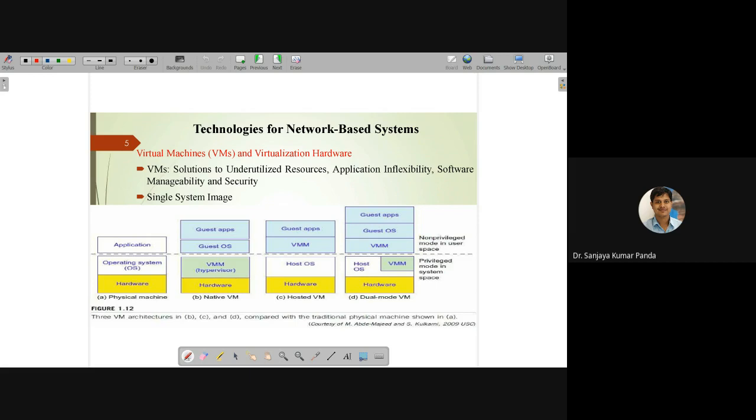Similarly, for software manageability, VM is the best one. Security is also provided by the virtual machines. And overall, we call this a single system image. I told you earlier also, single system image means the user has to submit the applications and get the result. In between, a number of people may be involved, but the user doesn't want to go through this complexity of the environment. So from the user perspective, whatever the requirement is asked of the system, it needs to provide it.